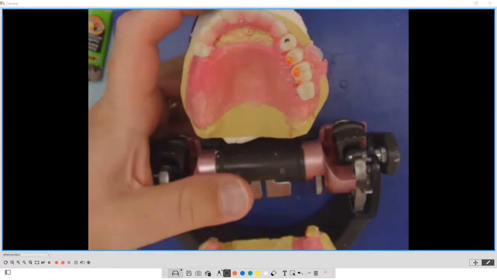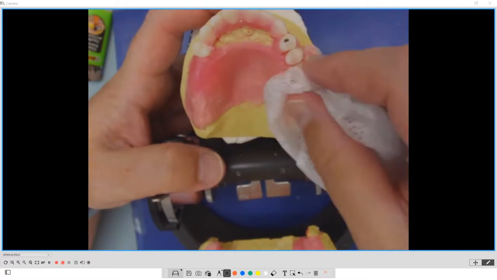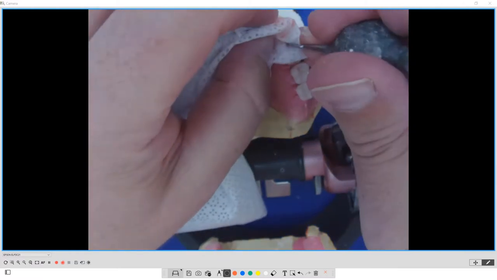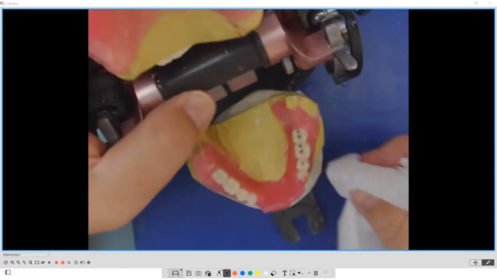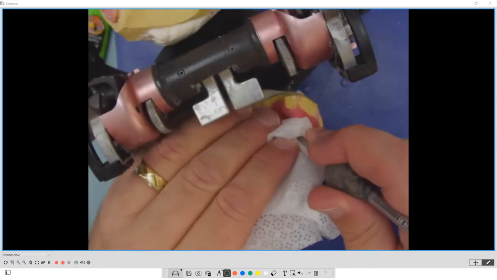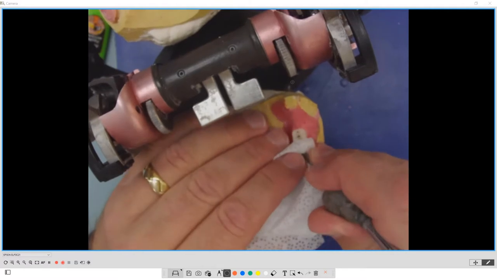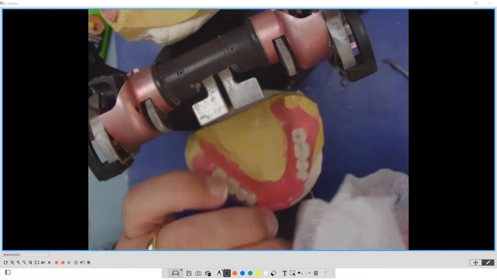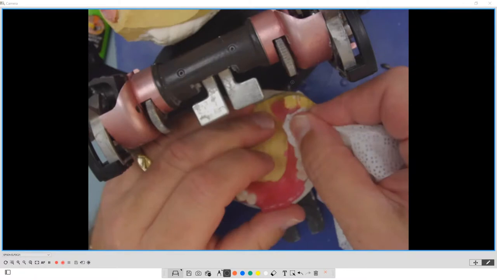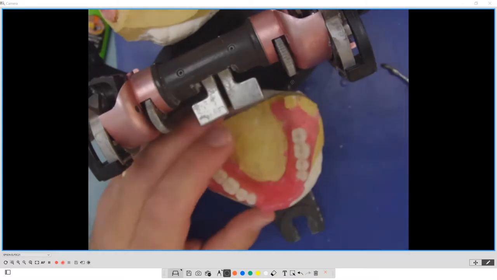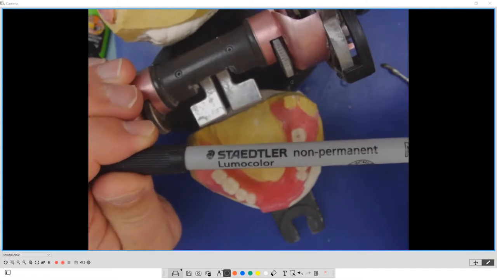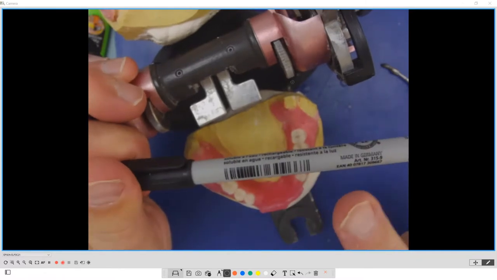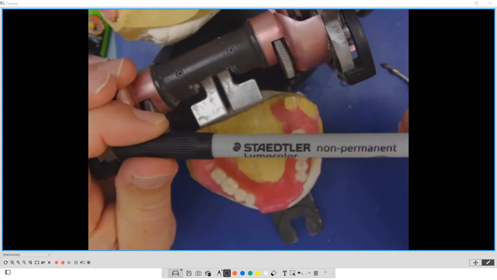So how do I check that? We used to check with articulating paper. So forgive me, I'm going to just wipe this clean here. So the pens, that'll work. All right. So I'm using Staedtler non-permanent, or you can also use a Sharpie non-permanent. These are made in Germany. Sehr gut. Okay, so you can use a Staedtler Lumocolor.